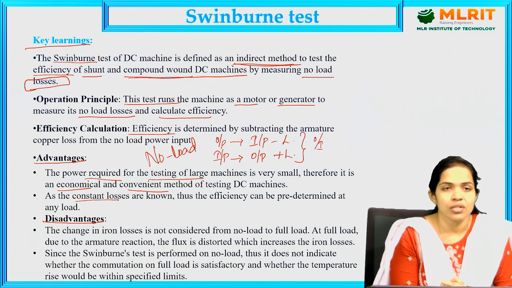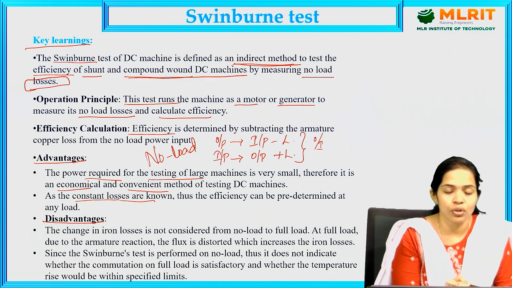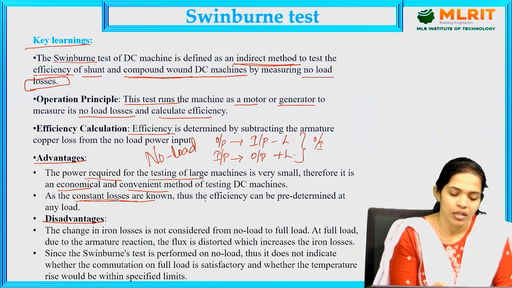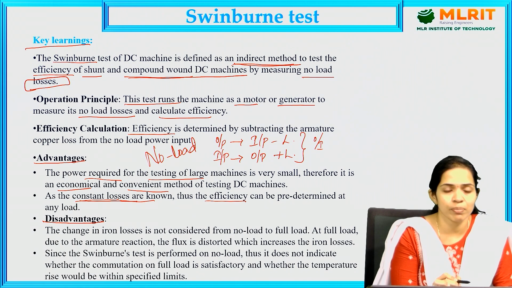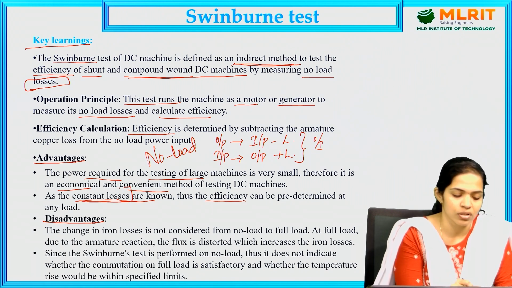As for constant losses, now we are aware of the constant losses or the no load losses. Under no load conditions, we are always going to record the constant losses, which we are already aware of. So efficiency at different loads can be predetermined by using these constant losses.